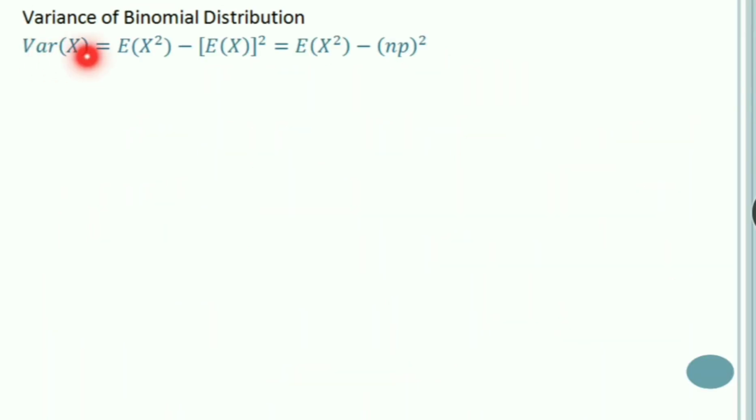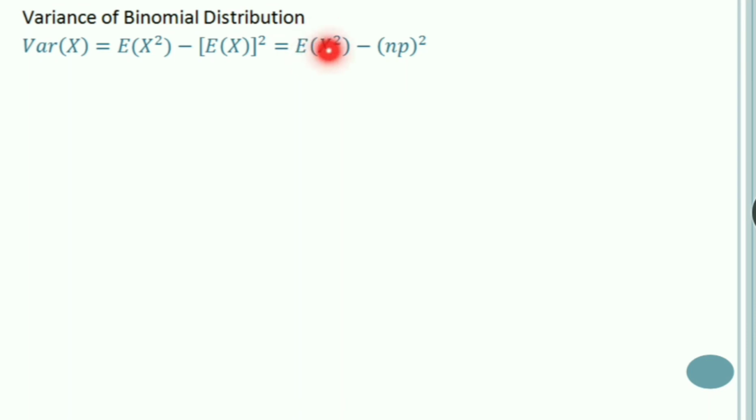Next we will discuss variance of binomial distribution. Variance of any distribution is given by expectation of x square minus expectation of x whole square. Now expectation in case of binomial is mean. Expectation is mean only, and mean in case of binomial distribution we have just discussed, it is equal to np. So we have put np here.